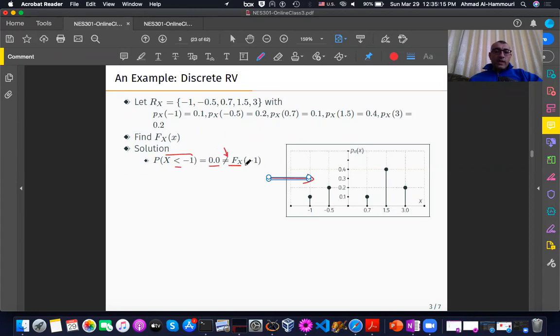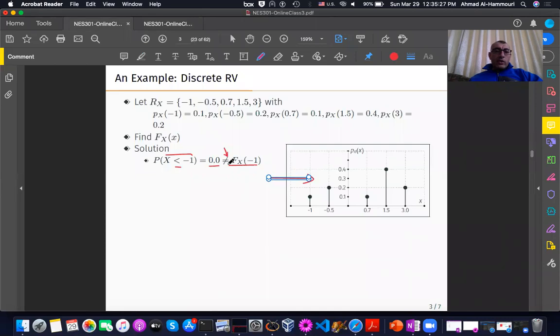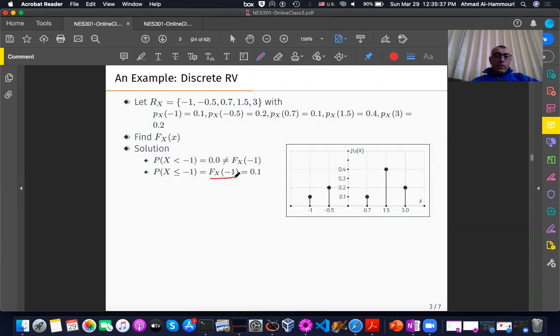هلا ال point one, this is not the CDF of minus one. Why? Because the CDF per the definition, there should be an equality. Okay. And here, as you see, there is no equality. So this is not the CDF of minus one. So what's the CDF of minus one? Here is the CDF of minus one.